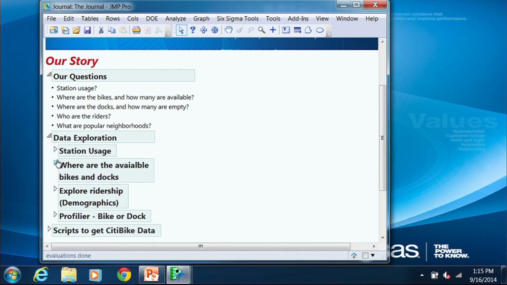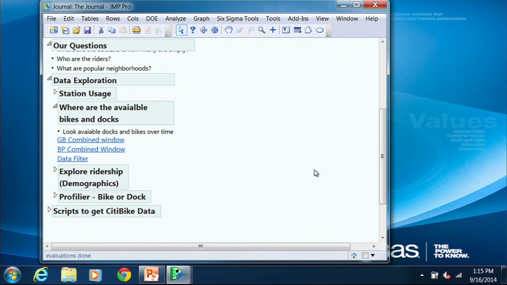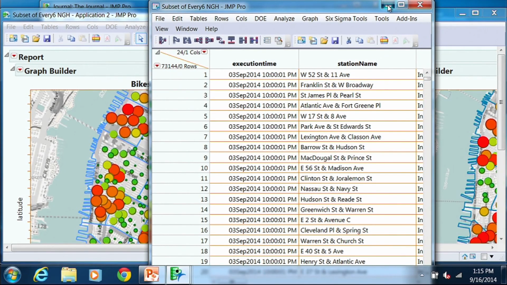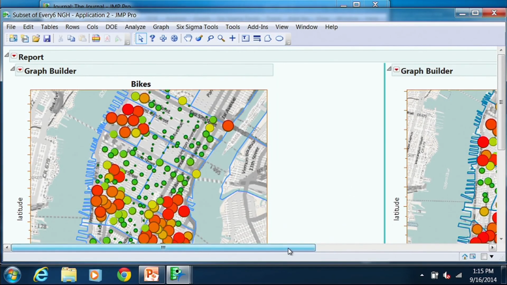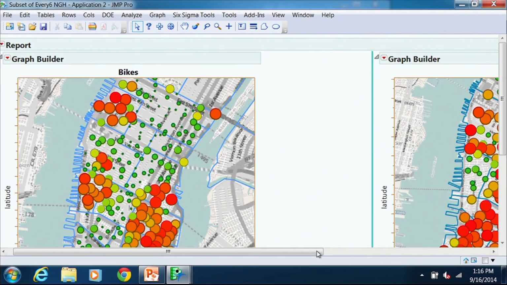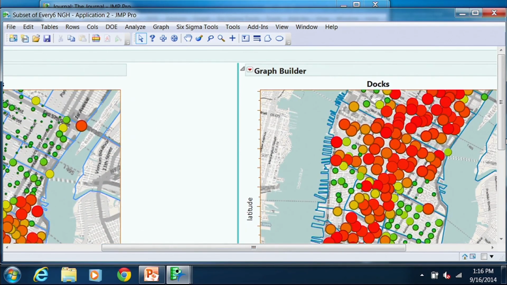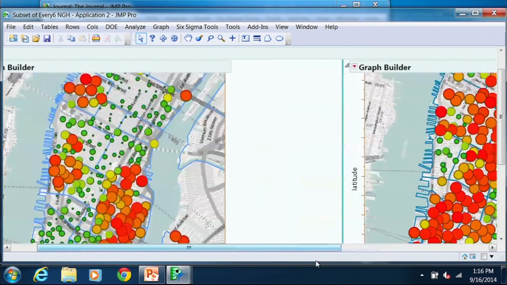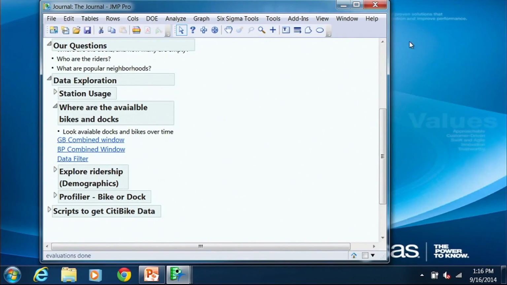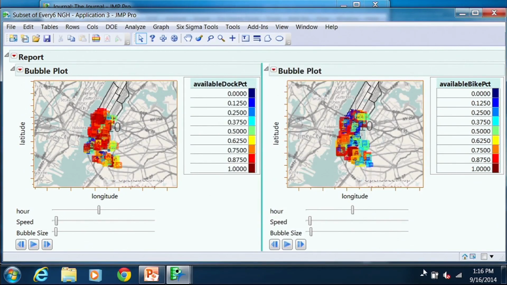So where are the bikes and what are the available bike stations? And this one was a fun one for me. I'll leave this up to you, but I combined a graph builder window here, and so you can see here we have the bikes. Let's see if I can scale it, make it so it fits. Let's try this one. This one's a little better.